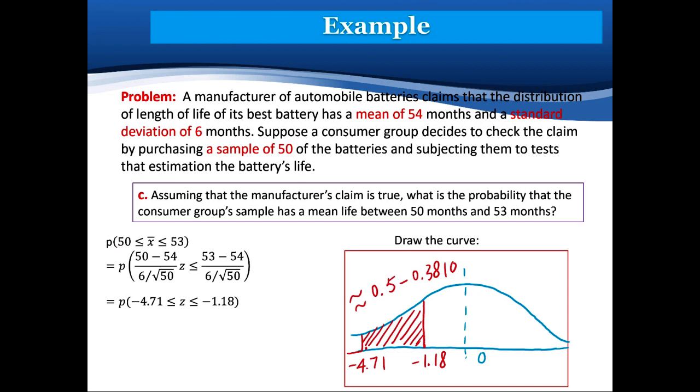So the shaded area will be 0.5 minus the table value. This is the table value according to 1.18. So the result will be 0.5 minus 0.3810. This is the table value according to this z-score. And you can find out the result. Around 11.9% chance that the customer group sample has a mean life between 50 months and 53 months. That's all for this video.